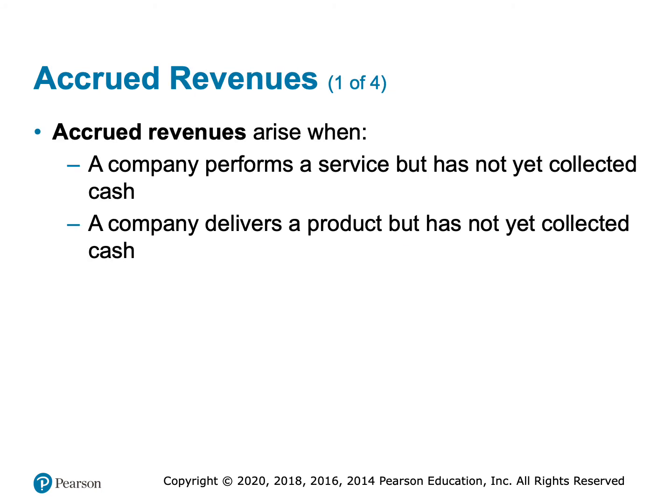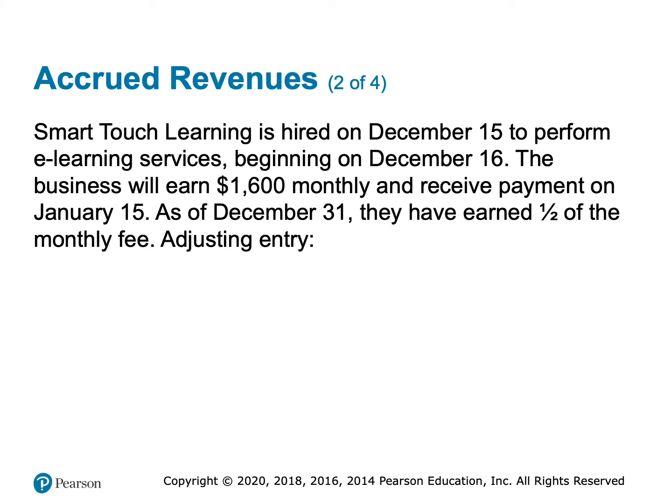Now, an accrued revenue happens when we've done work for a customer that we haven't been paid for yet, and we're not expecting to be paid just exactly yet. So in this example, we're told that we were hired on December 15th to perform some e-learning services. We were going to start the next day on December 16th. The customer is going to pay us $1,600 a month, but they're going to pay us at the end. So we're not going to get paid until January 15th. They're not paying us in advance, they're paying us at the end.